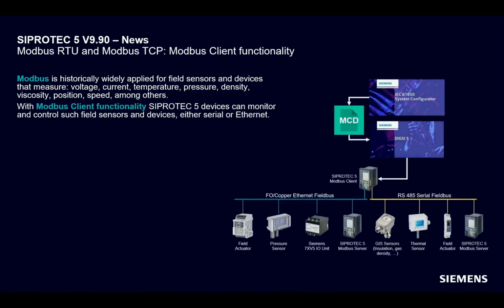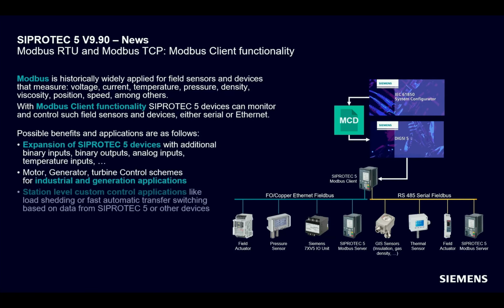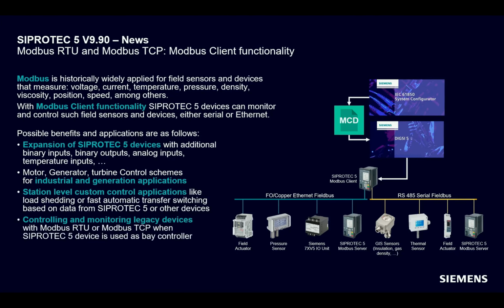So one of the next highlights is the Modbus client functionality for Modbus RTU and Modbus TCP protocols. Modbus is historically widely applied for field sensors and devices that do measurement only, which means voltage, current, temperature, pressure, and so on. With Modbus client functionality, SIPROTEC 5 devices can now monitor and control such field sensors and devices that could be either serial or via Ethernet.